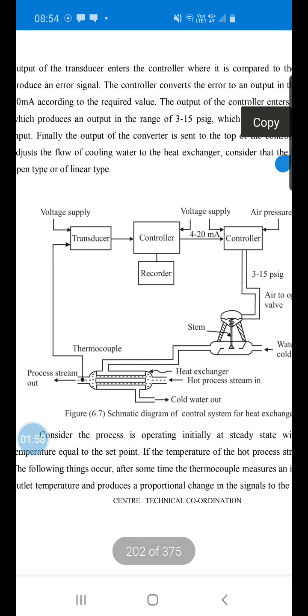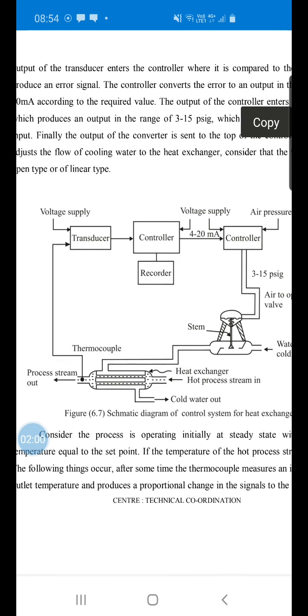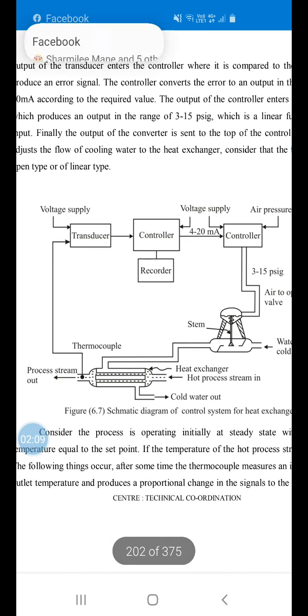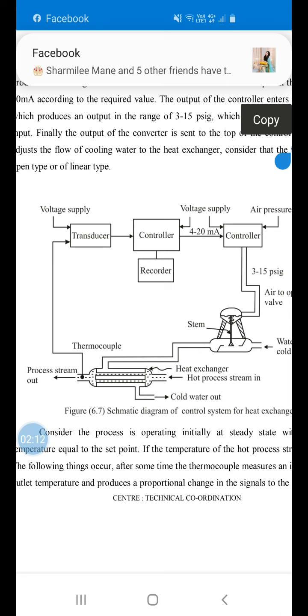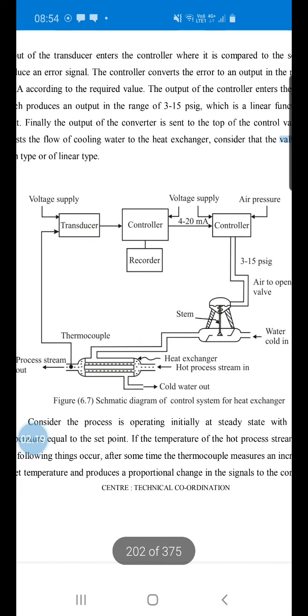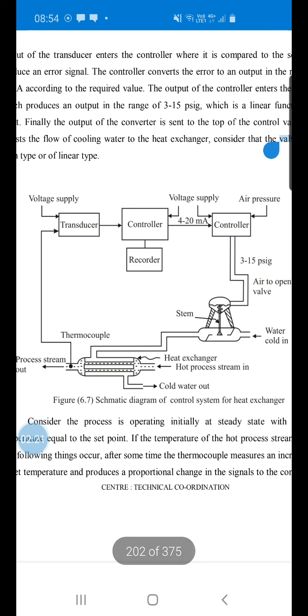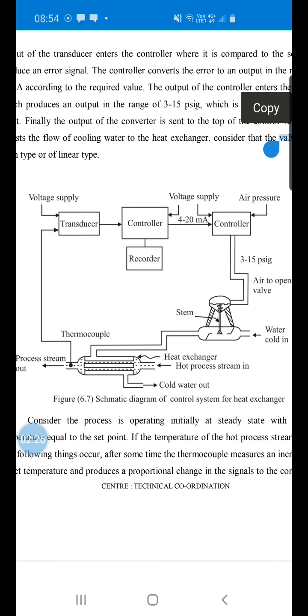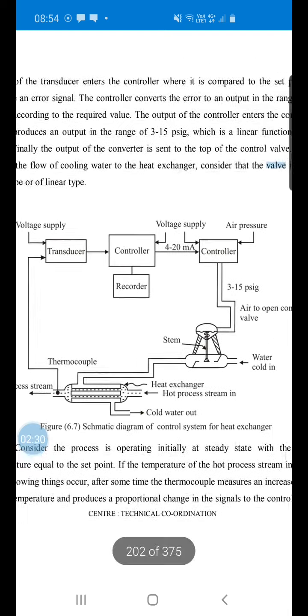So whatever temperature is measured by the thermocouple, this temperature signal is converted into the range of 4 to 20 milliampere. Means if we take a temperature range of 0 to 100 degrees Celsius, then 0 means 4 milliampere and 100 degrees Celsius means 20 milliampere. If the temperature is in between, accordingly that much current signal is generated, which is a linear function of the input. The output of the transducer enters the controller, where it is compared to the set point to produce an error signal.